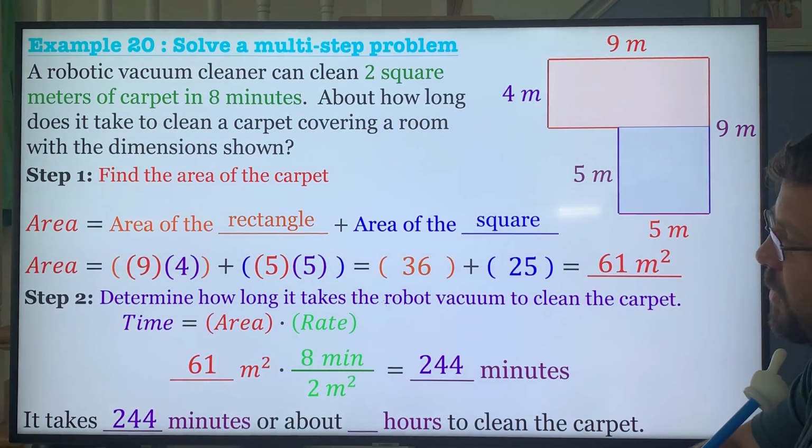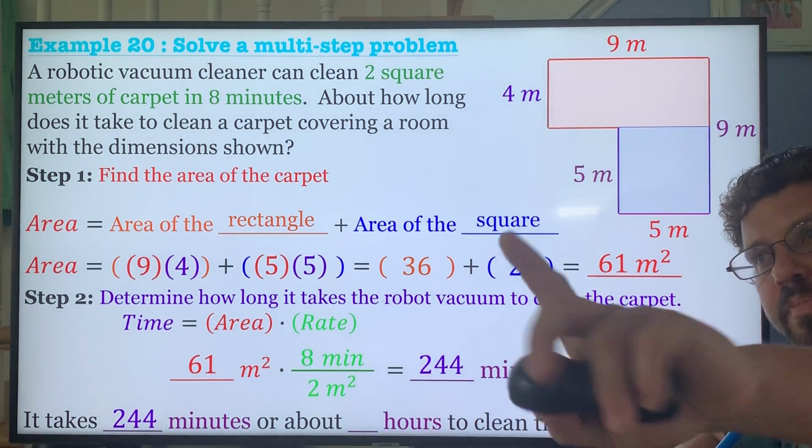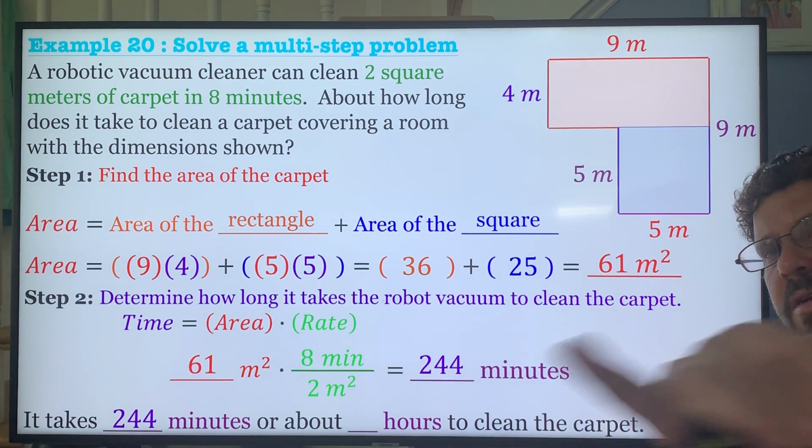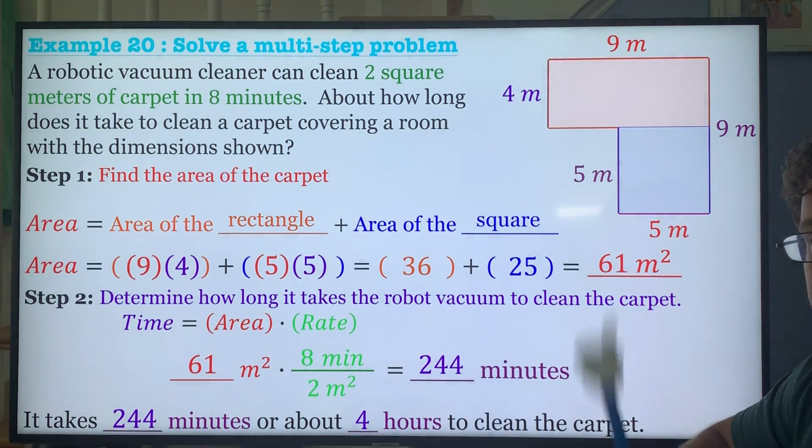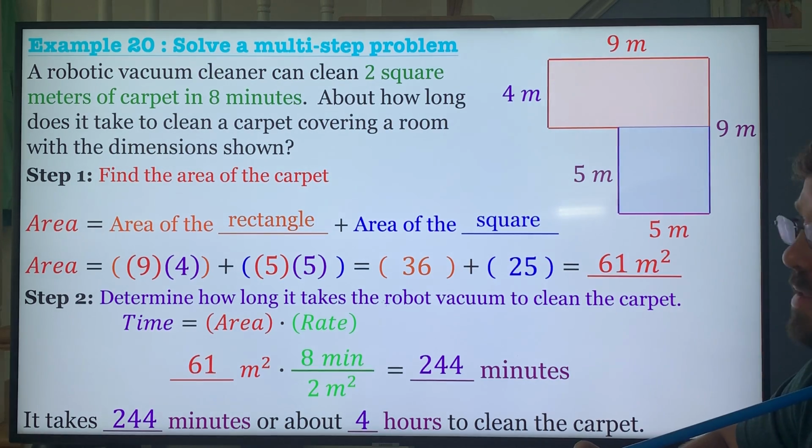So it takes 244 minutes. About how many hours is that? 60 minutes in the hour. You can estimate that to be 4. That's pretty easy, right? See that? You guys could solve these now.